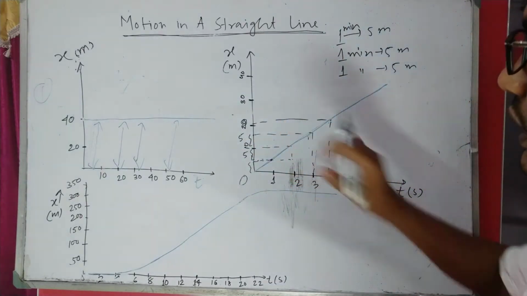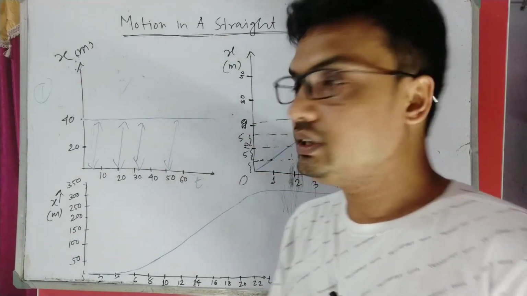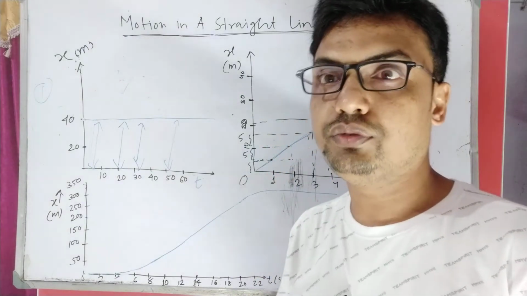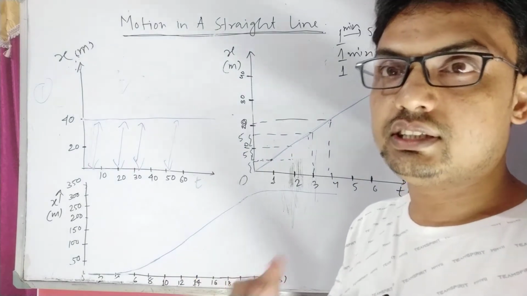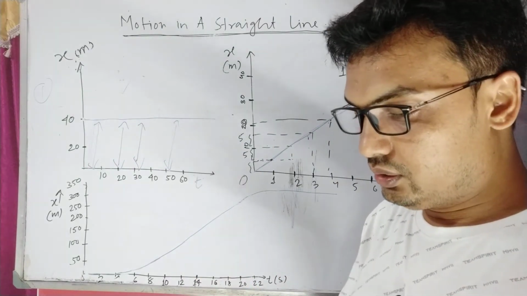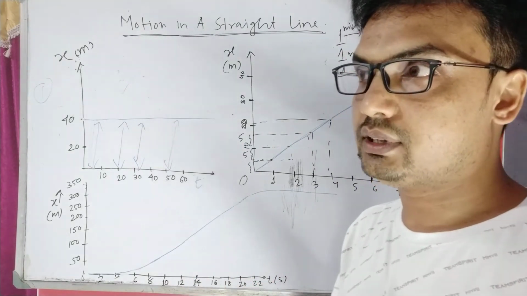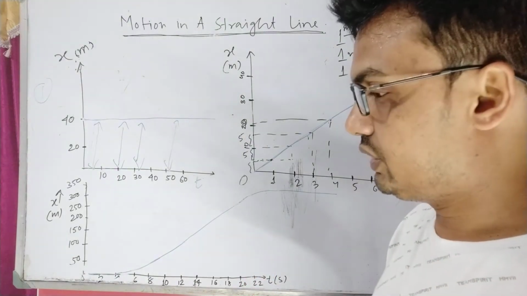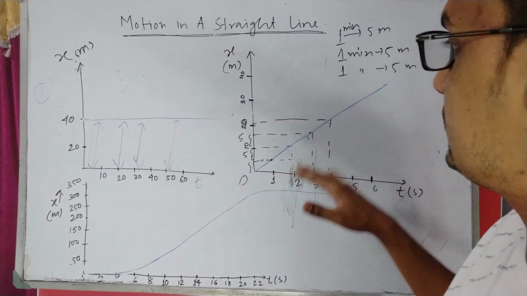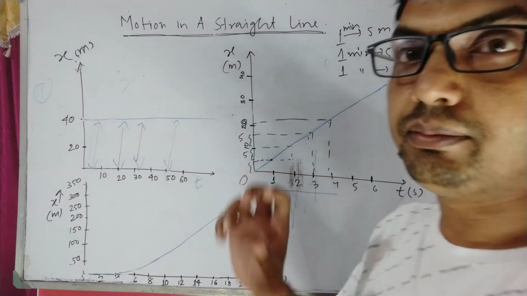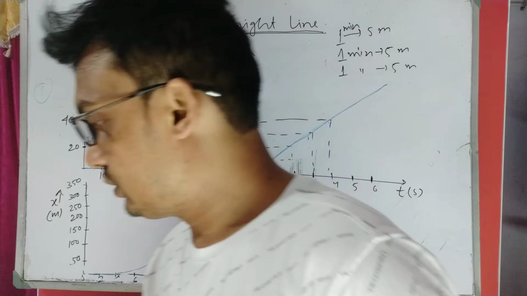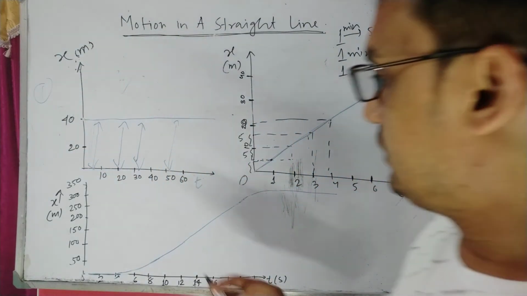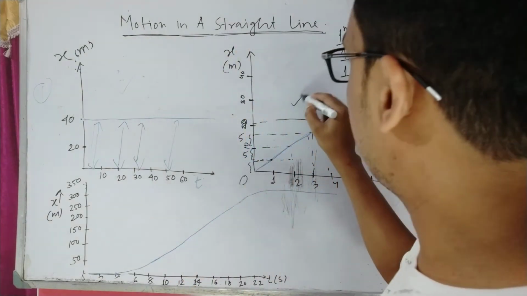So if you look at this graph, what you see is a kind of uniform motion. Uniform motion means it is not changing the way it is moving. That means its velocity or speed is not changing. So it is traveling the same distance in the same time. So this is a graph of uniform motion. And this one is explained.